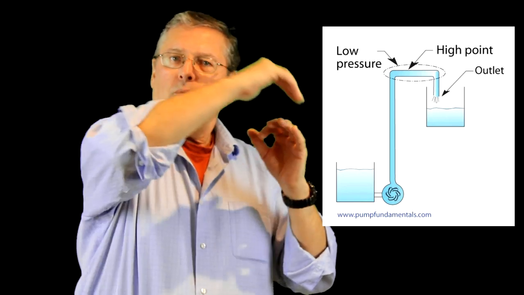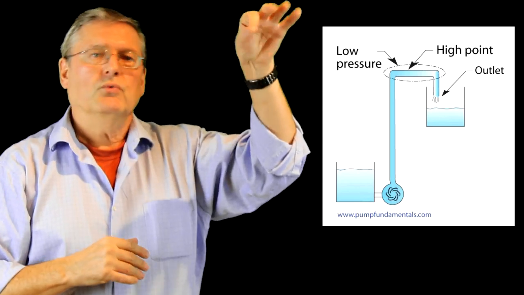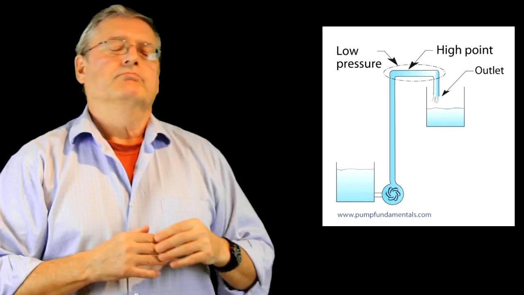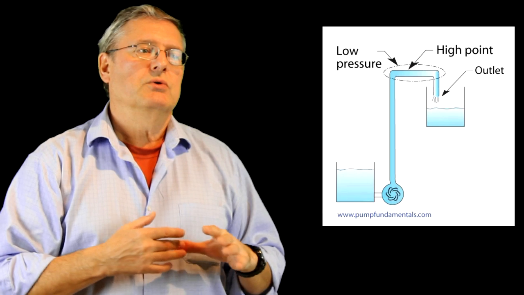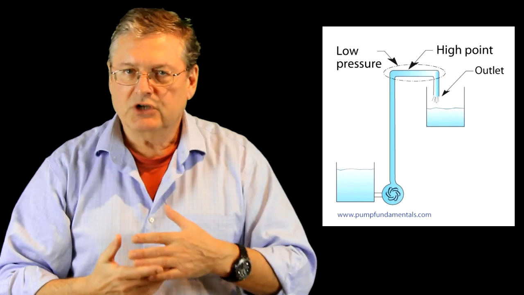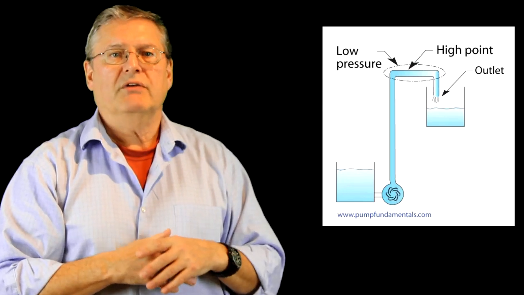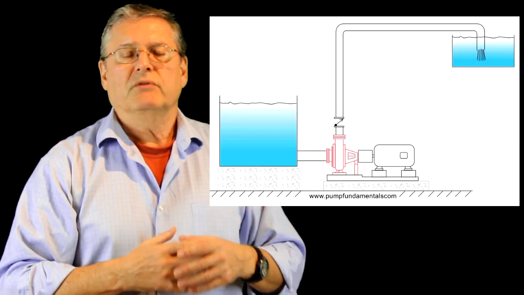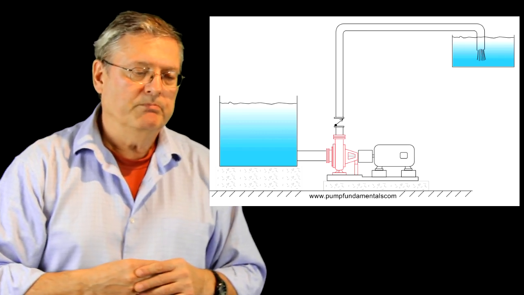And when we're pumping upwards like that, at that high point, we will have low pressure. So one of the consequences is that if your pump shuts down, the siphon action will happen, and then of course you should have a check valve to prevent that, so that you don't have a mess, you don't have the pump turning backwards, etc.